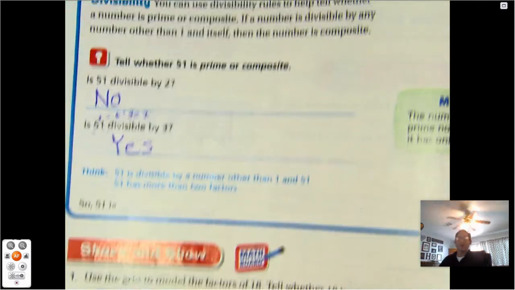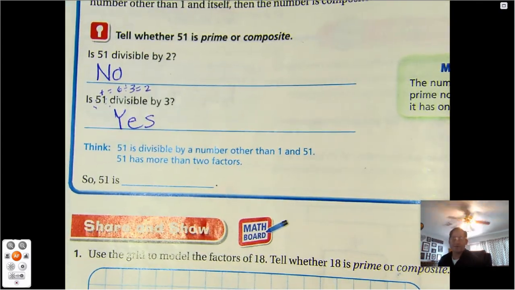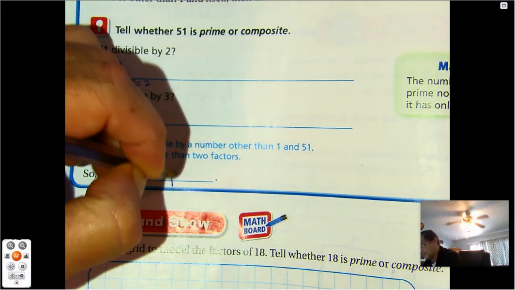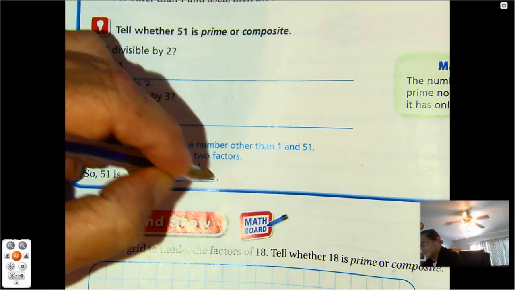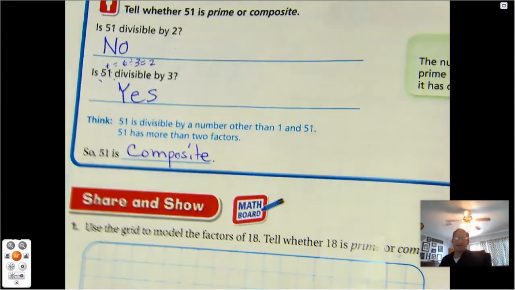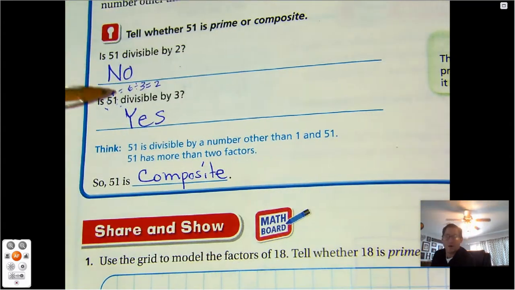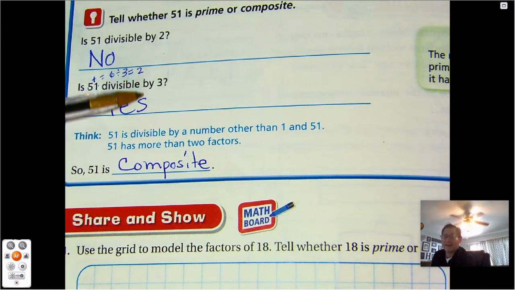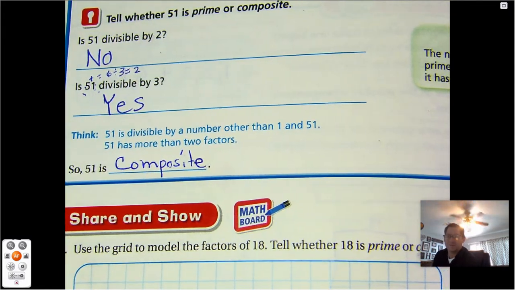So if 51 is divisible by 3, it has more than two factors. It's composite. Okay, because I know 51 has to already have 1 and 51. And if 3 will work, then that's at least 3 factors. So it has to be composite.